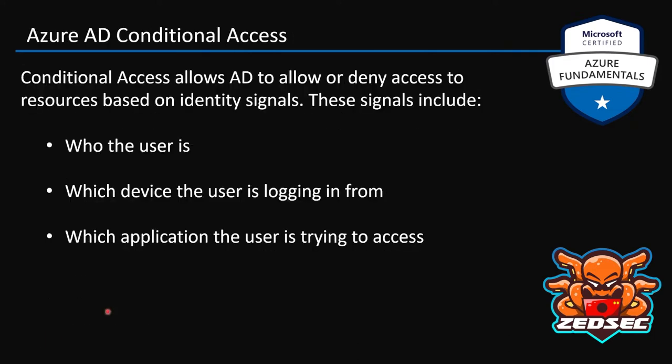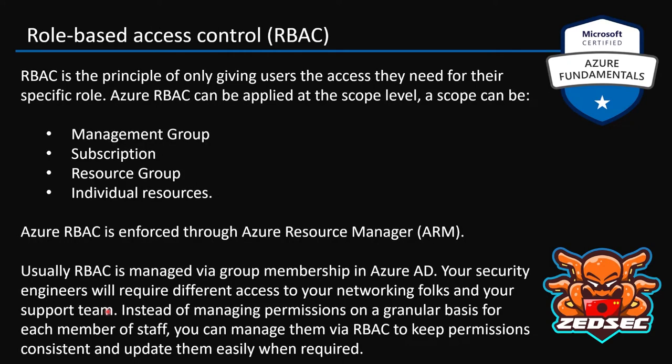Azure AD Conditional Access. So conditional access allows Azure AD to allow or deny access to resources based on identity signals. These signals include who the user is, which device the user is logged in from, and which application the user is trying to access, and it'll either allow or deny access based on basically those flags. Role-based access control, RBAC. So RBAC is the principle of only giving the users the access they need for their specific role. So Azure RBAC can be applied at scope level, and a scope can be a management group, a subscription, a resource group, and individual resources.